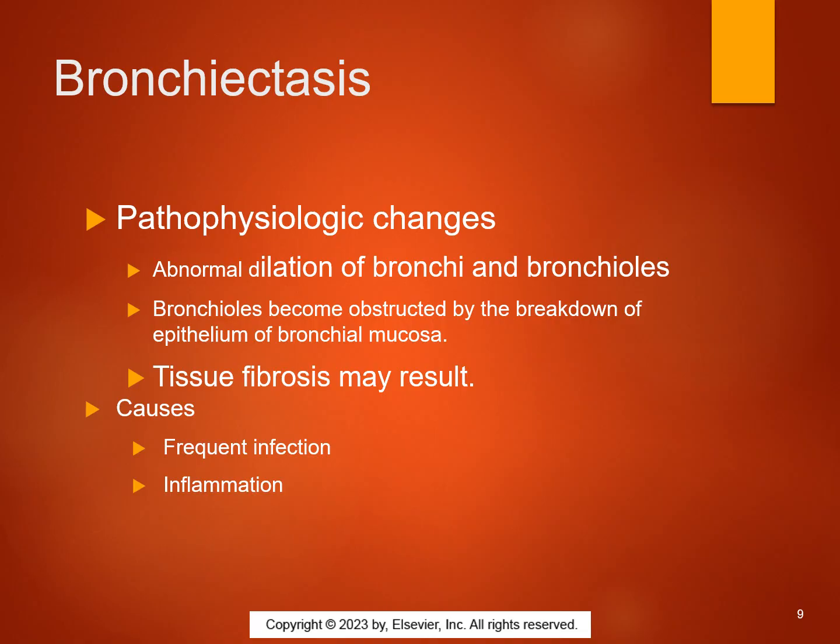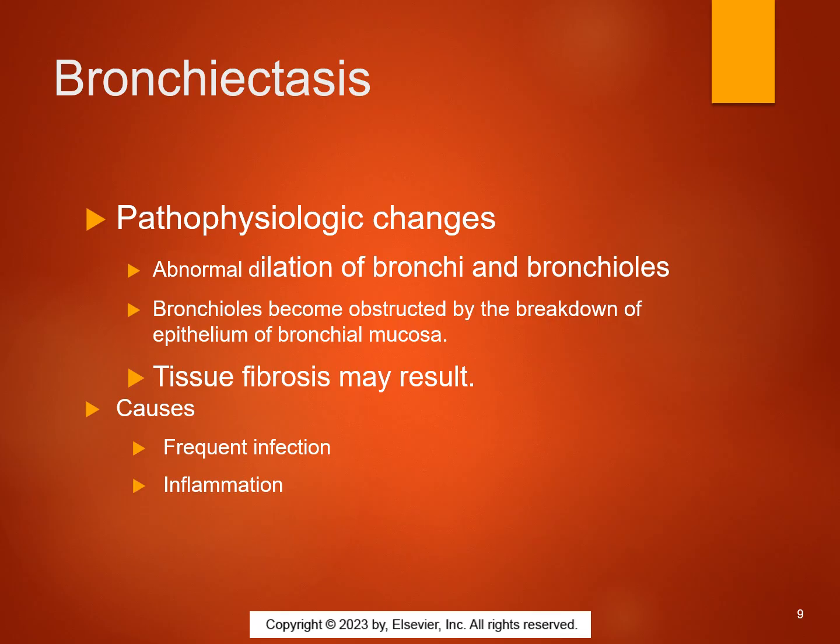So the patho on that is repeated infection damages the airway. The airway loses its tone. It dilates abnormally, and then clearance becomes poor. Mucus builds up and blocks the bronchioles. And then the major risk of this is recurrent pneumonia and chronic productive cough.